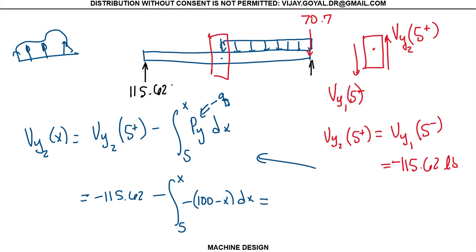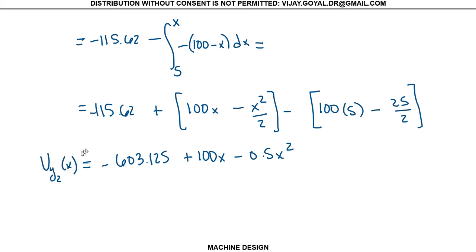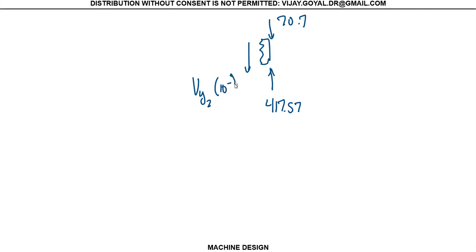This will give me, solving for this, simplifying this equation, you get minus 603.112 plus 100x minus 0.5x squared. This is your Vy2 of x. And we could do a sanity check at the end of my beam, where I know this value is 417.57. I know that this value is 70.7. And I can see what the value of my Vy2 at 10 minus is.